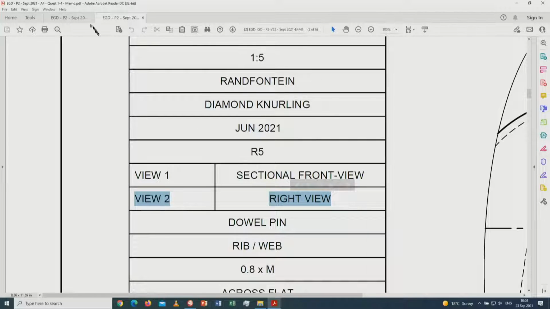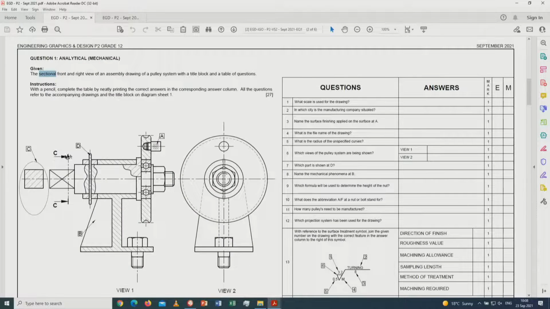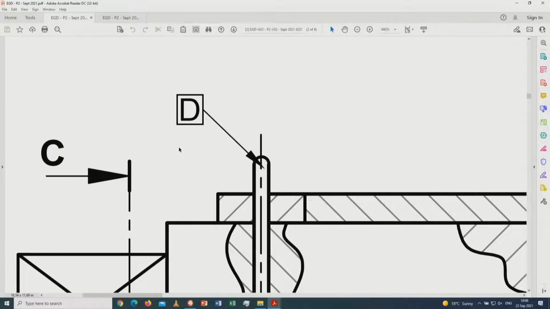All right. Next question. What is pointed out by arrow D? And the English was E. So I've sent it on the WhatsApp group.